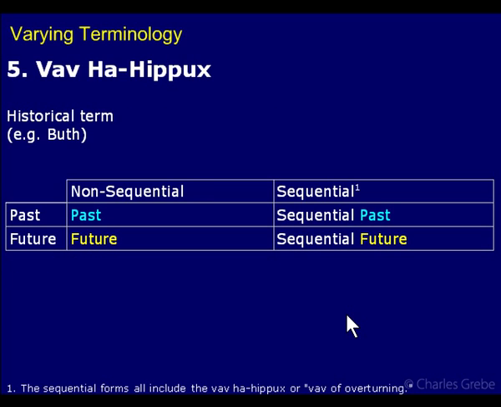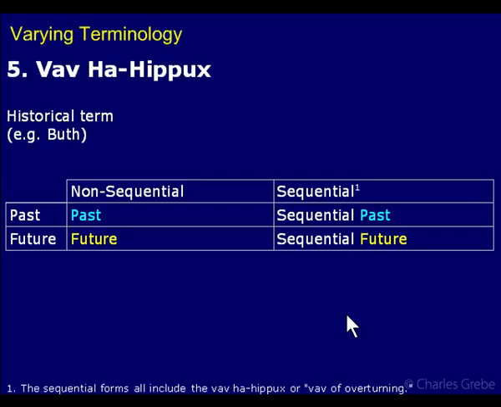And then we have vav hipuch. Vav hipuch is the term that was used by the first grammarians, and the first grammarians were Jewish grammarians in the medieval period. Vav hipuch means vav of overturning. So you can see that what they were focusing on was this converting idea, the overturning vav. It would change a past into a future and a future into a past. The other vav, the normal vav, they called vav chebur, which means vav of joining, so just connecting.